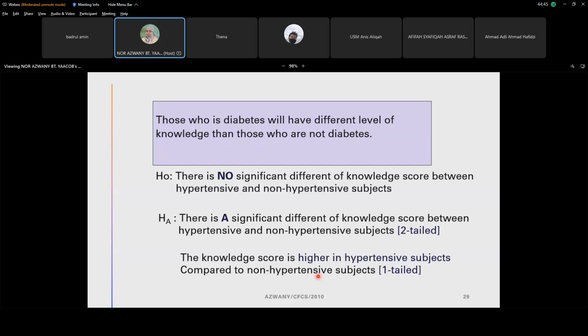So the three things are very important. What are you comparing? You are comparing what score? Knowledge score, attitude score, practice score, or maybe systolic blood pressure. Okay, so that is numerical. We really have to put the numerical part. If you say smoking status, then that becomes categorical. The second one is that if it's one tail, you have to tell the direction, which one is higher, which one is lower. And the third part is that you have to tell the groups that you are comparing clearly. So this is hypertensive compared to non-hypertensive.